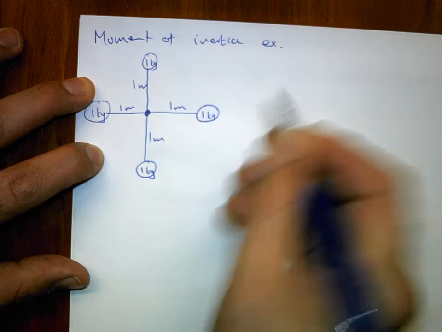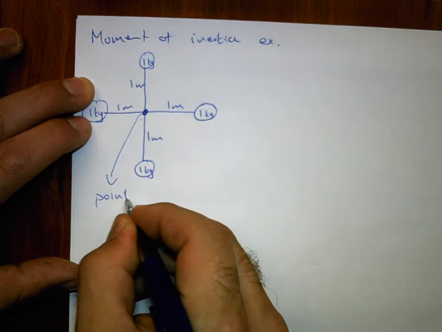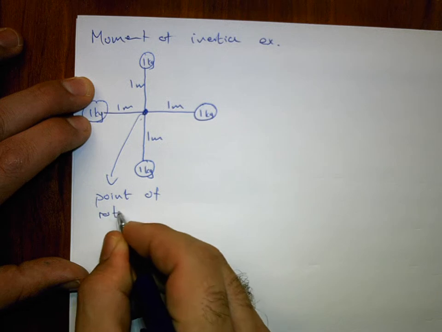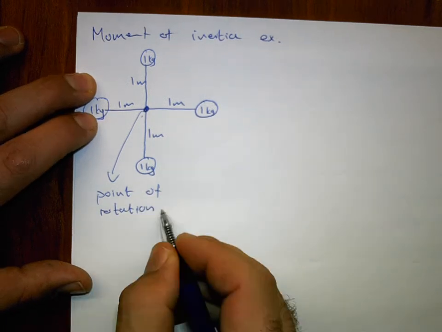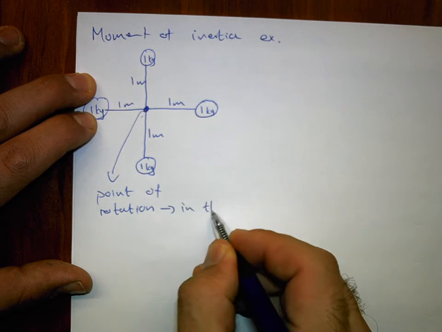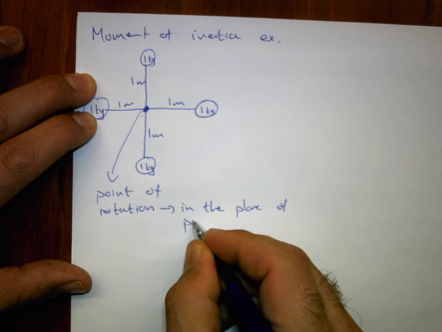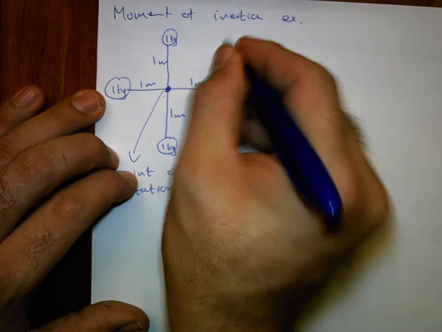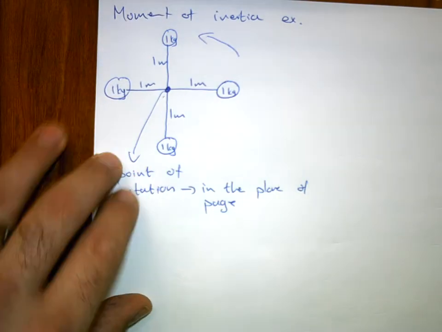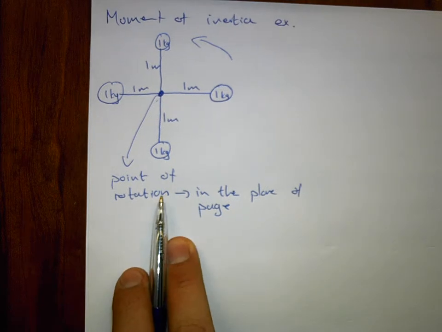So that is our point of rotation. And the rotation is in the plane of this page. So this cross is going to rotate on this flat surface, round and round. Let's just, for argument's sake, say it's rotating counterclockwise. And we now need to calculate the moment of inertia of this object.